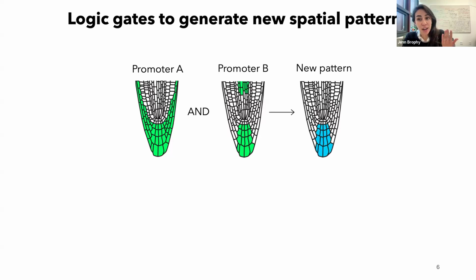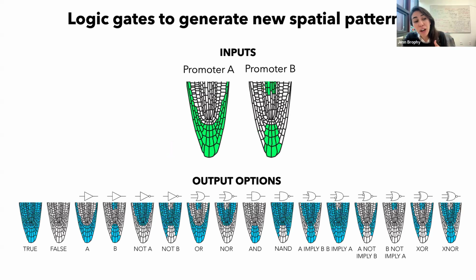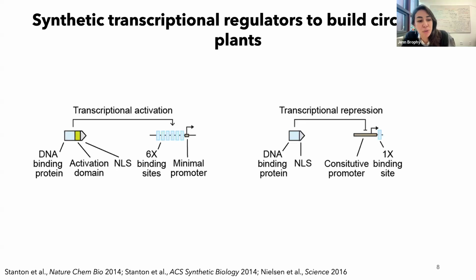And in theory, because there are actually 16 different two-input logic gates, 16 different ways in which you can combine two promoter patterns, you can make a large number of different tissue-specific promoter patterns from a small set of characterized promoters like this. All right, so this is work that was the generation of the first set of tools to create logic gates in plants, that was done by me, in my postdoc.